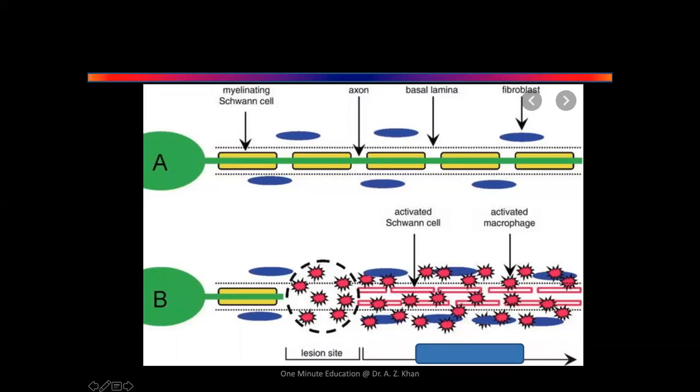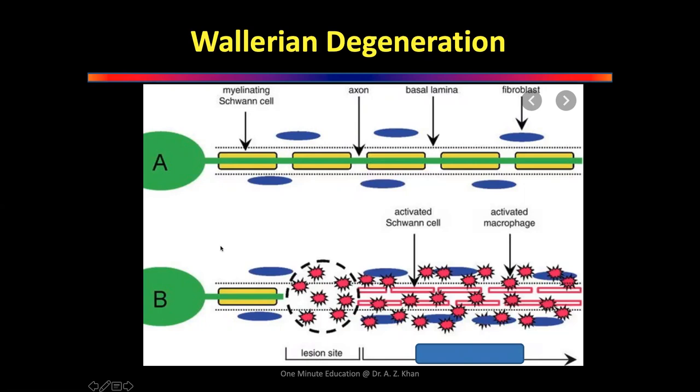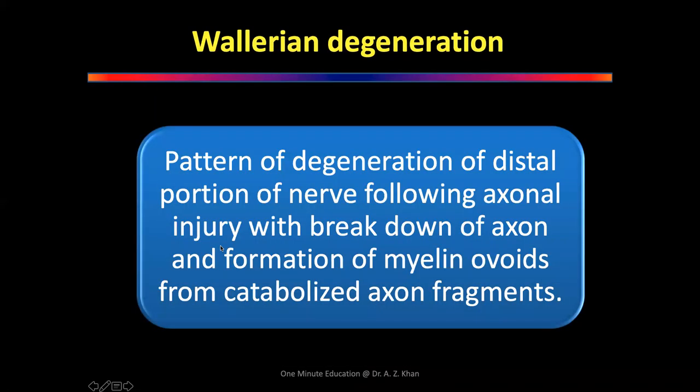A is normal, and B, there's a lesion which has happened at one area and there is a change distal to the lesion. It's the change distal to the lesion, that is the name that I'm looking for. So there is some injury to this structure here, as a result of which everything has got disrupted in the distal area. What is the name of this change? Wallerian degeneration, okay? So you must know what is Wallerian degeneration. Wallerian degeneration is a degeneration of the distal portion of the nerves following axonal injuries with breakdown of axons and formation of myelin ovoids from catabolized axon fragments.